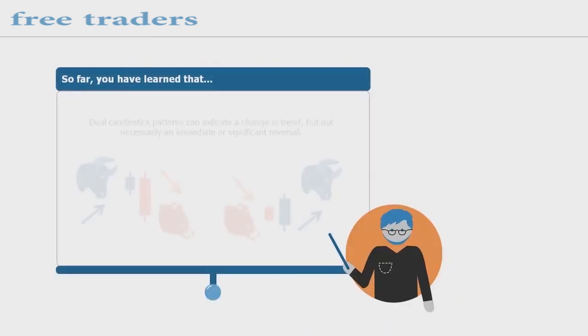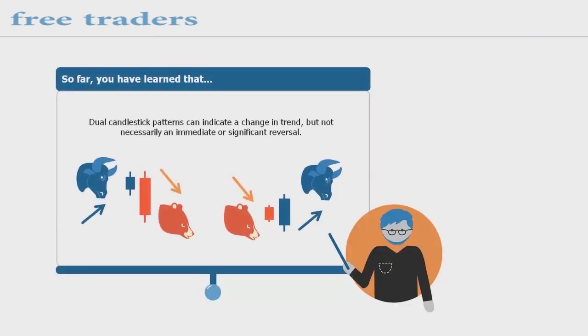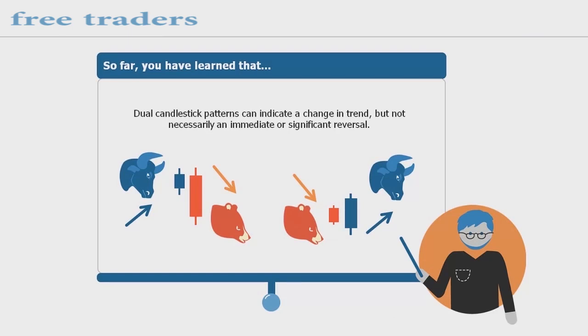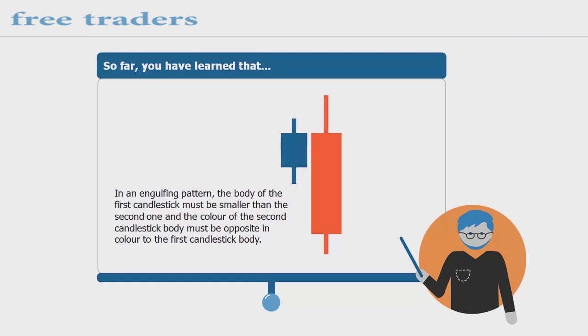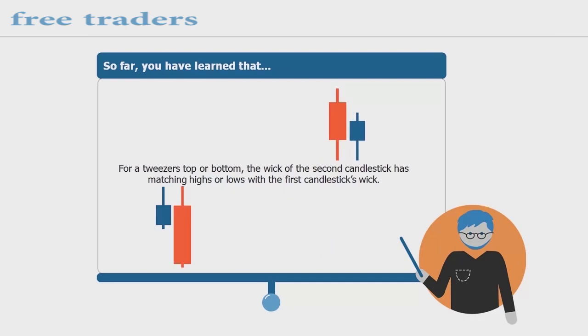So far you have learned that dual candlestick patterns can indicate a change in trend, but not necessarily an immediate or significant reversal. In an engulfing pattern, the body of the first candlestick must be smaller than the second one, and the color of the second candlestick body must be opposite in color to the first candlestick body. And finally, for a tweezer top or bottom, the wick of the second candlestick has matching highs or lows with the first candlestick's wick.